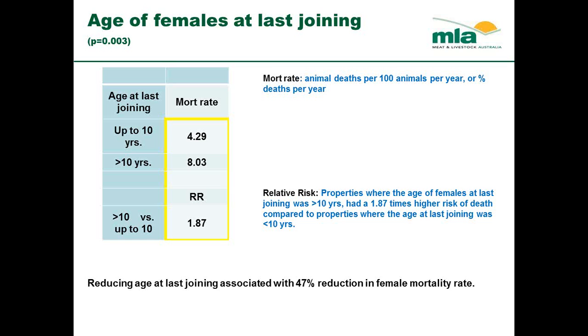Now let's show you some figures, some mortality rates against some of these variables that we measured. This slide is titled Age of Females at Last Joining. The mortality rate for age at joining up to 10 years of age was 4.29%. When the age of joining was over 10 years, the mortality rate increased to 8.03%. The relative risk, which I mentioned earlier this afternoon: properties where the age of females at last joining was over 10 years had a 1.87 times higher risk of death compared to properties where it was less than 10 years. Another way of saying the same thing is reducing age at last joining was associated with a 47% reduction in female mortality rate.